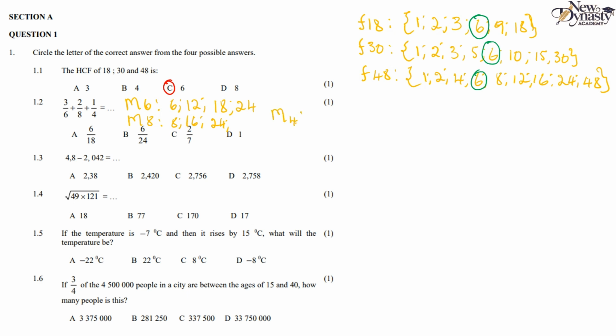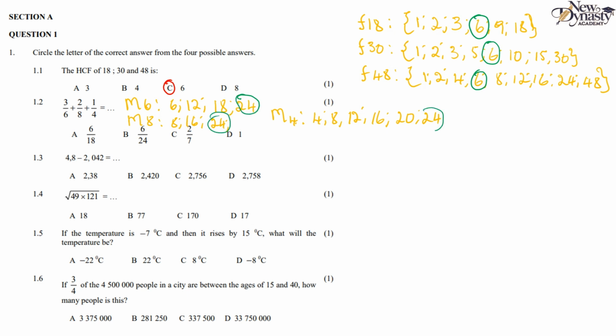Multiples of 4: we've got 4 times 1 is 4, 4 times 2 is 8, and then we've got 12, 16, 20, and 24. And that's where we could stop, because we've got 24 in each one of them. So what we can do here is just circle our answers. This is 24, 24, and 24.